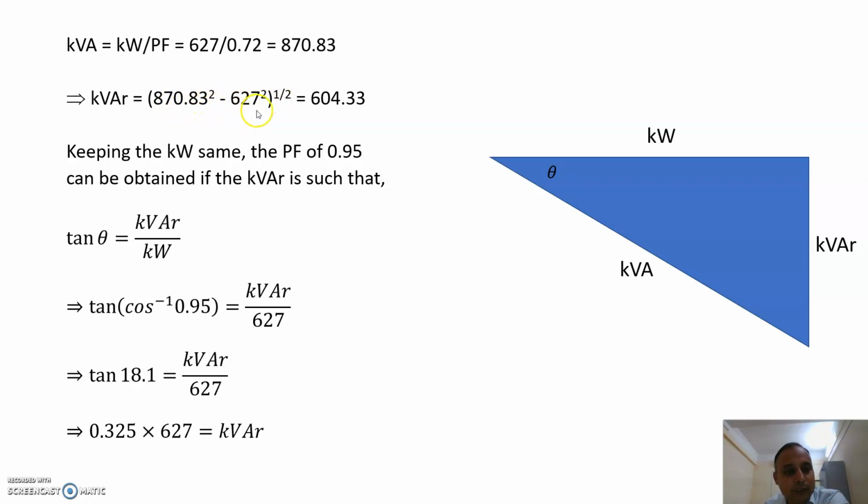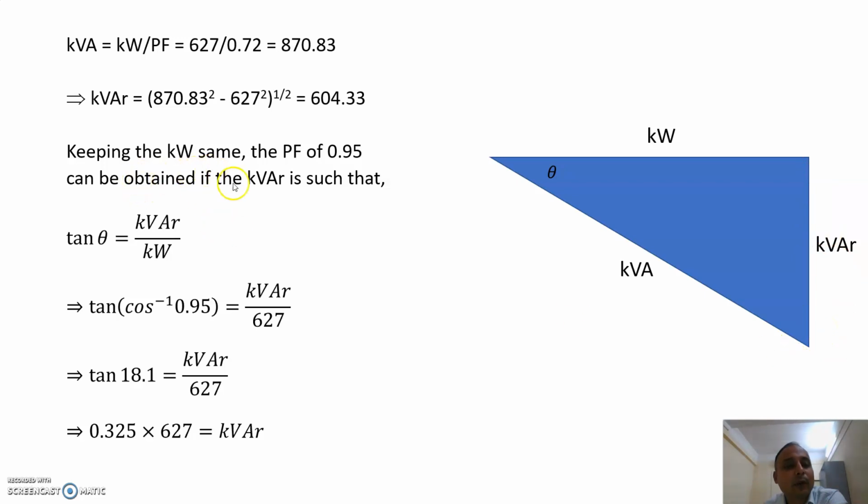So kVAR will be equal to 870.83 square minus 627 square, to the power half. It's actually the root of this. From Pythagoras theorem we can find it. To the power half means root. That's quite simple. Therefore kVAR is equal to 604.33 kVAR, this side.